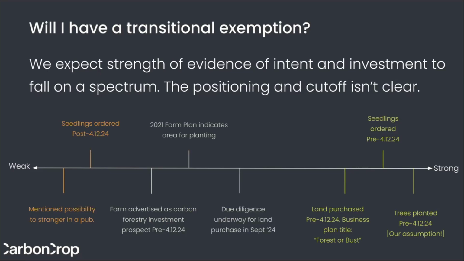Does your due diligence that you had underway for a land purchase in September of 2024, which was predicated on a forestry investment case, count? Does your pre-December 2024 financed staged afforestation plan that indicates an area for planting, but the planting isn't actually proposed to occur until 2027 because you're planting in blocks based on your available cash flow, does that count?